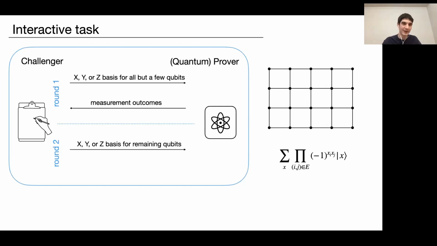And then in the second round, the challenger will specify bases for the remaining qubits, so the qubits that weren't already measured in the first round. And the quantum prover will do exactly the same thing. It'll measure those qubits and report the measurement outcomes to the challenger.